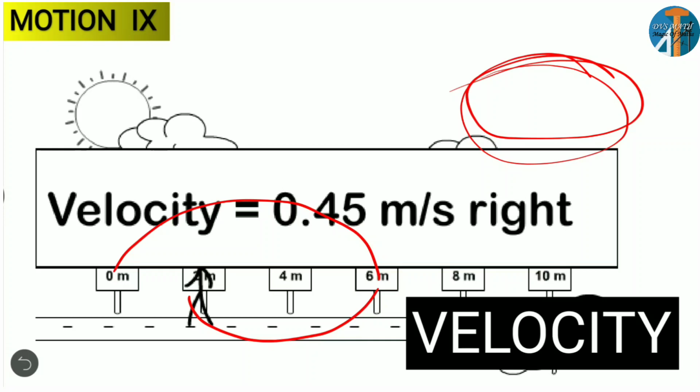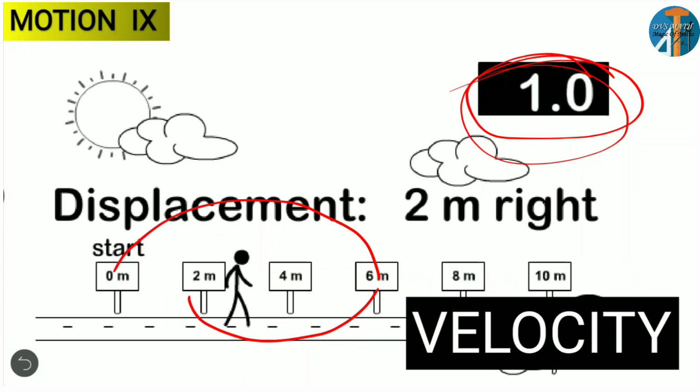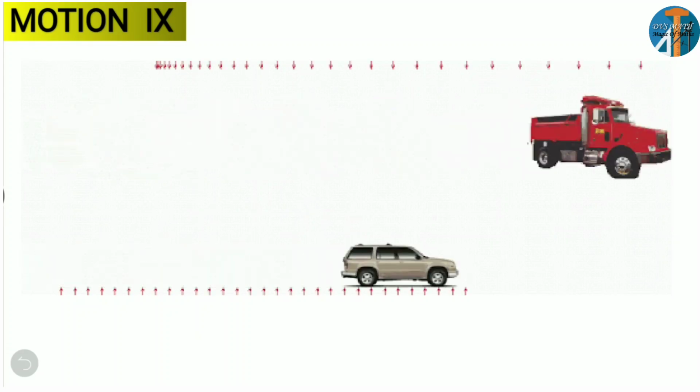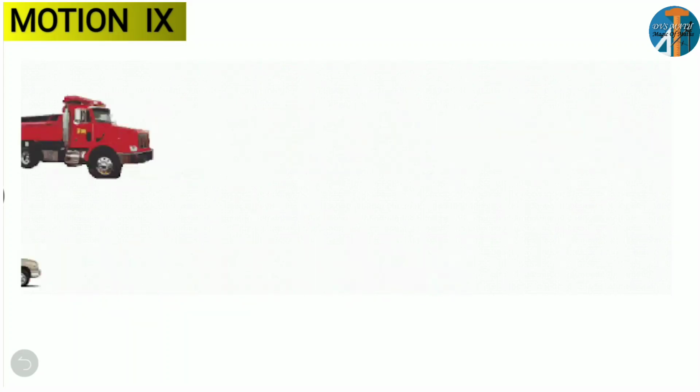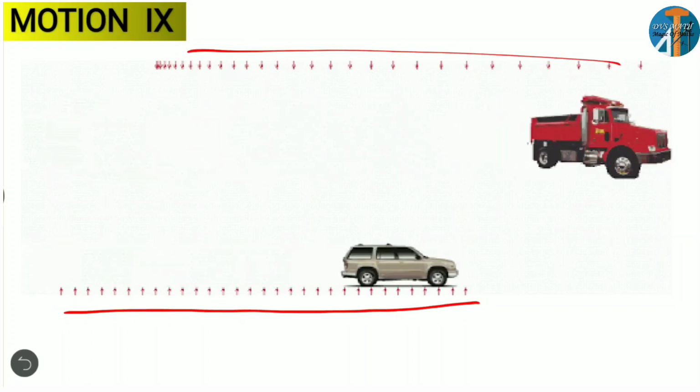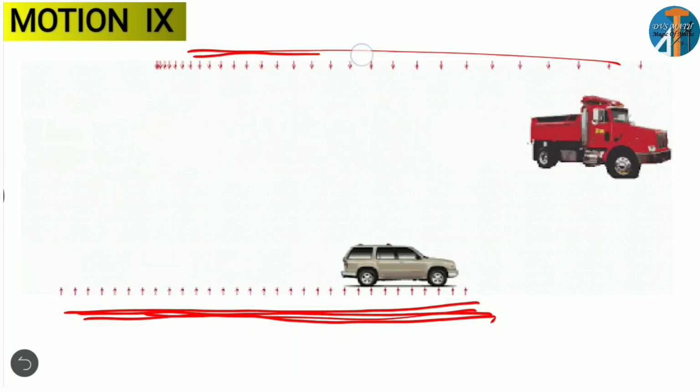Now observe the next video clearly. Observe these two vehicles clearly. Observe the arrow marks of the car and the arrow marks of the truck, or you can take it as a lorry. Here the car is moving at uniform speed, or uniform velocity we can say. See, the arrow marks are at equal distance. But if we consider the lorry, there is a difference in the arrow marks, right?